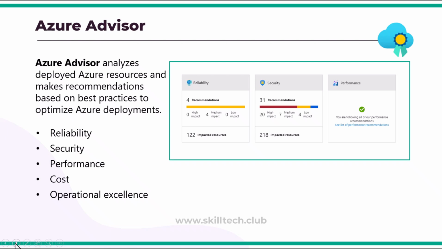And this is going to make sure that it monitors all those resources for these 5 particular points: reliability, security, performance, cost, and operational excellence. If somewhere it is not matching the standard, then it is going to automatically highlight this in this centralized dashboard. And that's what Azure Advisor is used for.